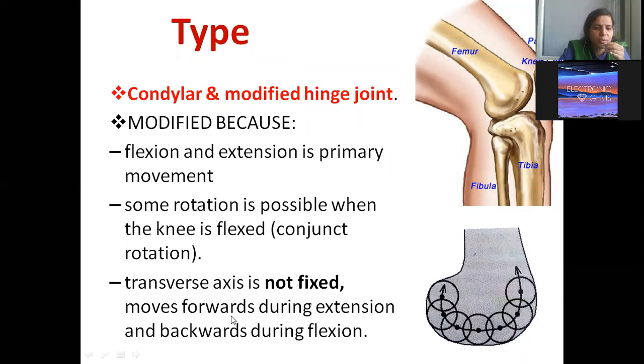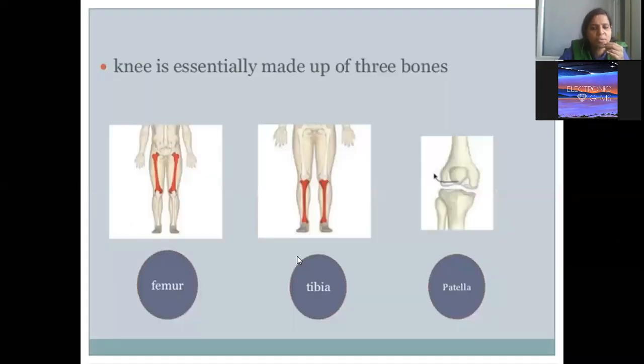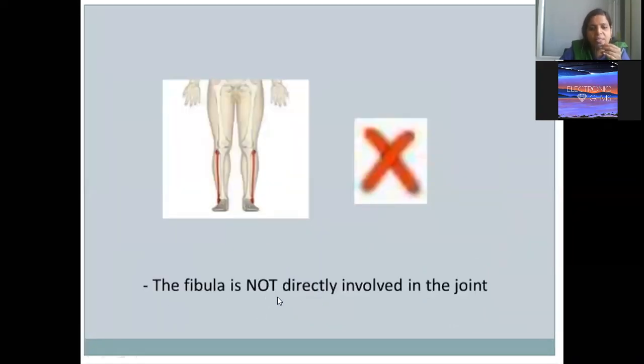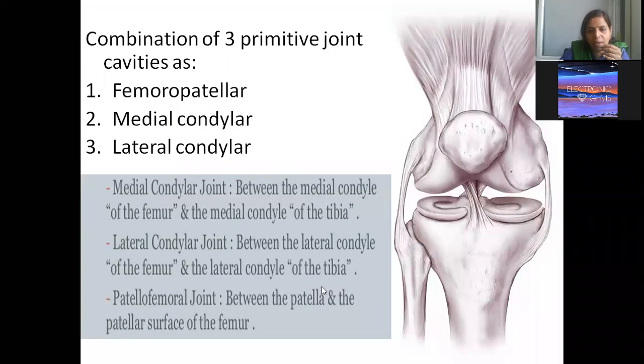Okay. So the transverse axis is not fixed and moves forwards during extension and backwards during flexion. Okay. Knee joint is a very important essay question. So the three important bones we have are the lower end of the femur, then the upper end of the tibia, and anteriorly you have the patella. Okay. Fibula is not directly involved in the joint. Though we have the attachments of ligaments, it is not directly involved in the formation of the joint.